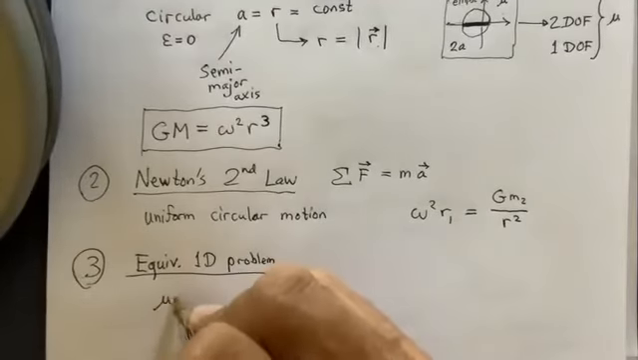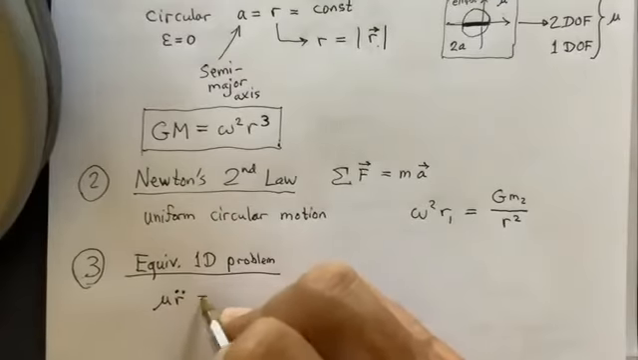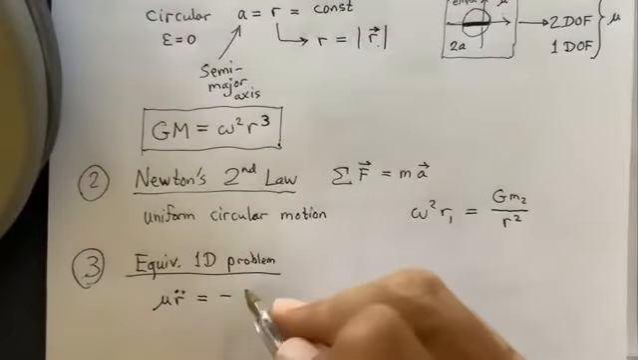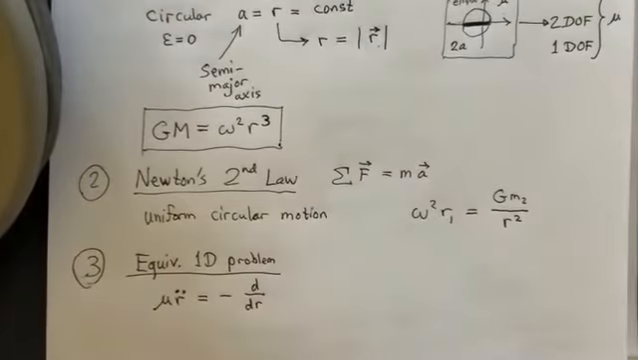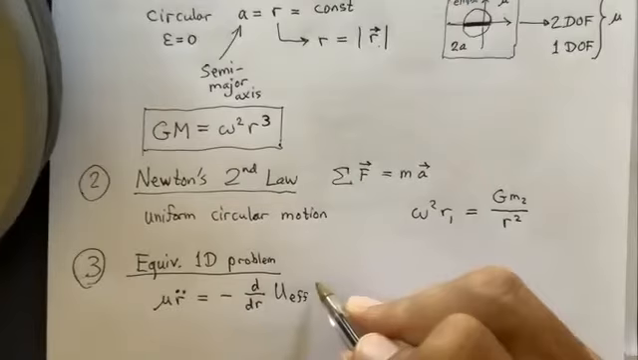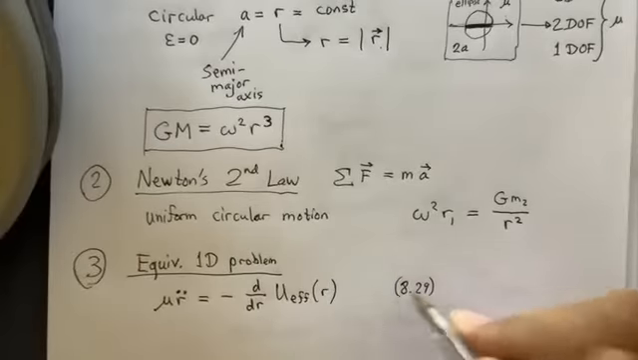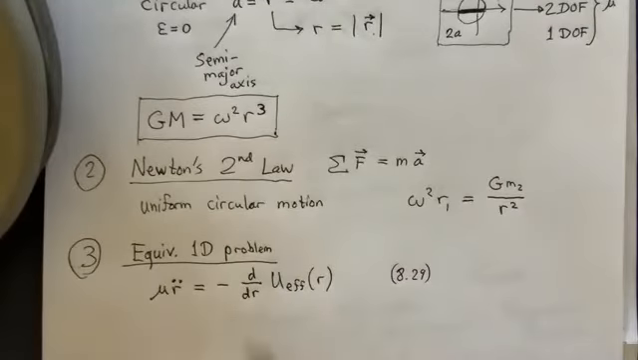We have mu r double dot equaling, you see the structure, mass times acceleration equals minus the gradient, the d/dr, that's the gradient in a one-dimensional world, of an effective potential. That's equation 8.29. And so for the case of a circular orbit, this r is constant. Remember, that's the interparticle separation. That's simply a constant value. So the second derivative is certainly 0. The first derivative is 0. We've got a 0 on the left. Therefore, we're at a minimum of the effective potential.